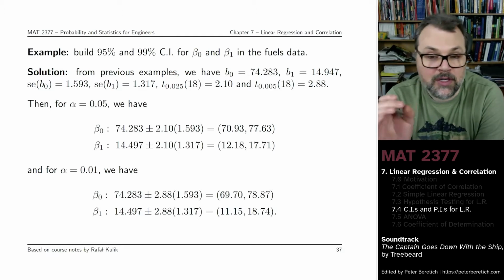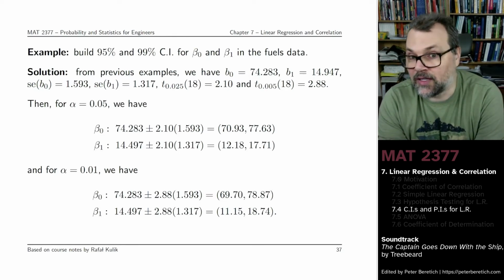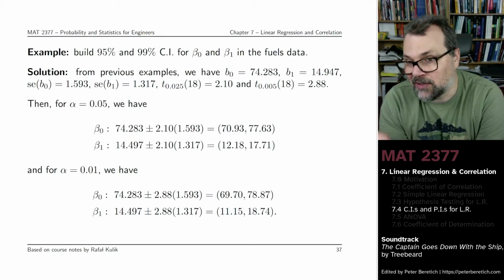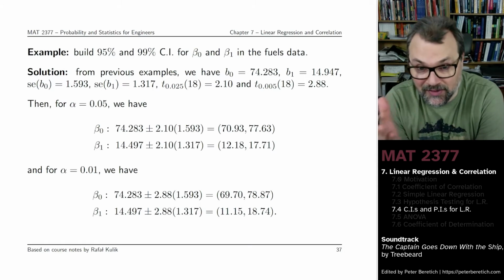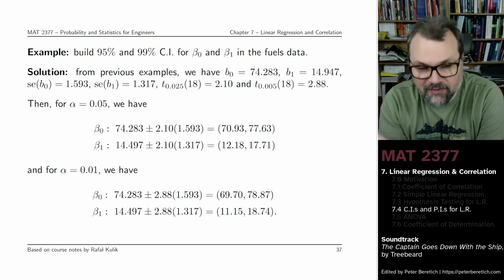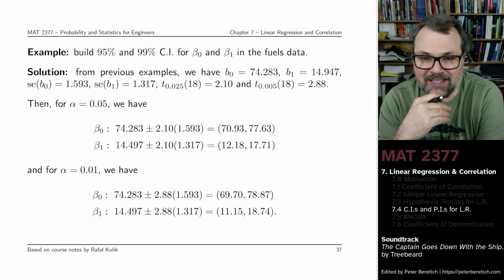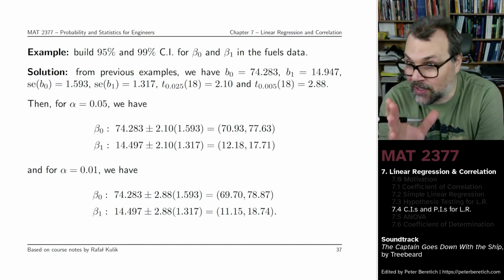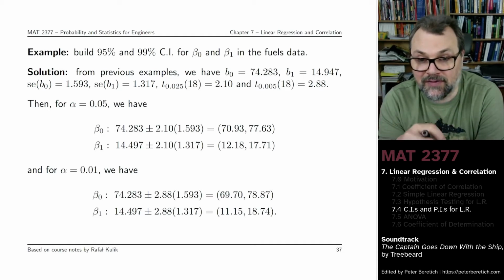All of these values can be estimated from either the data or by looking up the critical values in tables for the Student t-distribution, or by using R and the qt function to come up with the critical value. And then it's just a matter of substituting these values into the formula. There's barely any thinking required. At the 95% confidence level, we have for the intercept the interval 70.93 to 77.63, with our estimate 74.283 being the midpoint of that confidence interval.